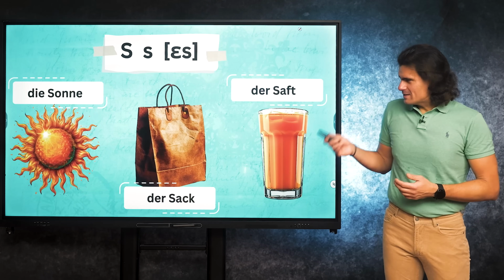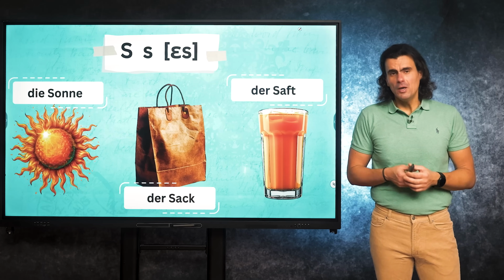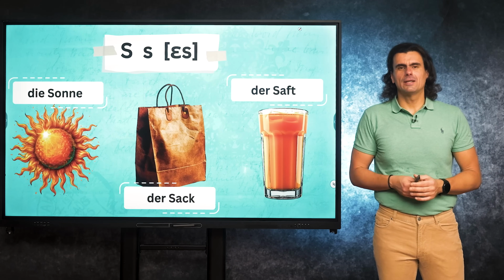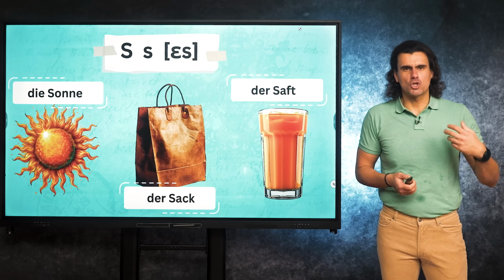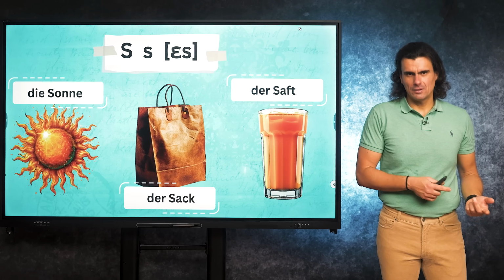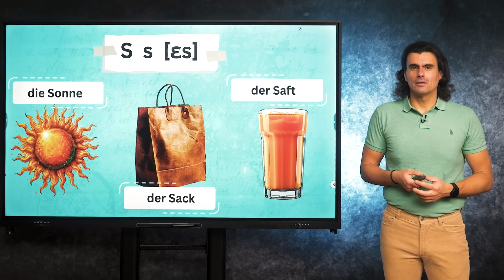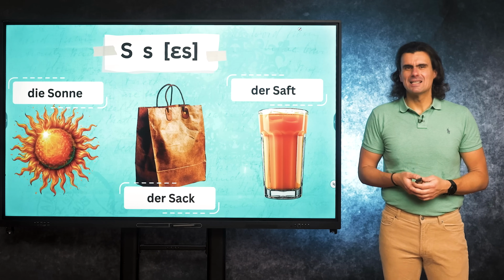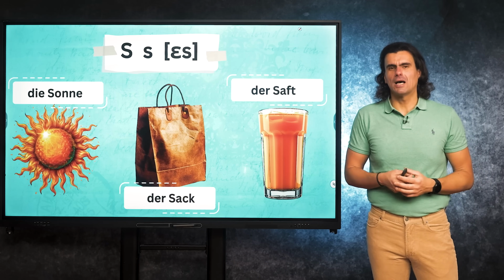S. The S has two different ways of pronouncing. When it is at the beginning of a word, it is usually Z. It is die Sonne. It is not die Sonne. Der Sack. Der Sack is some sort of bag or a sack. Und der Saft. It is not der Saft. So usually it is a sort of Z sound, like a Z.